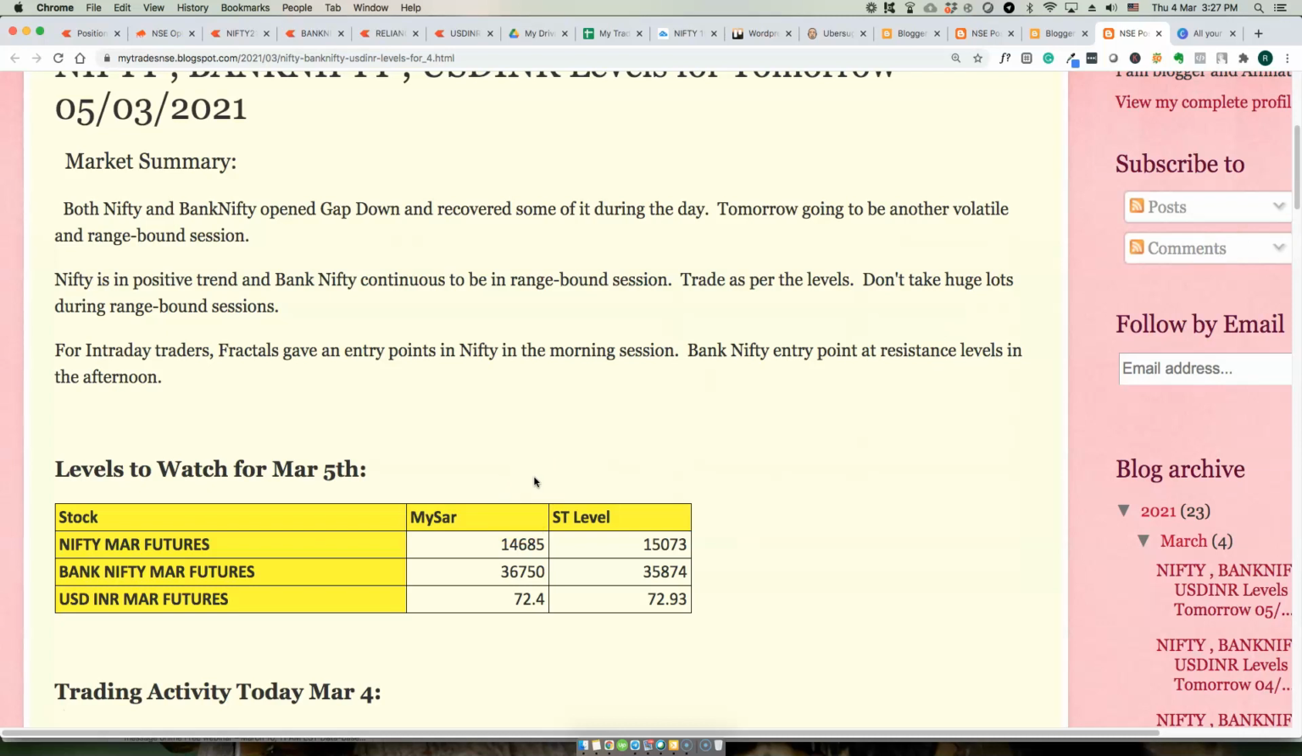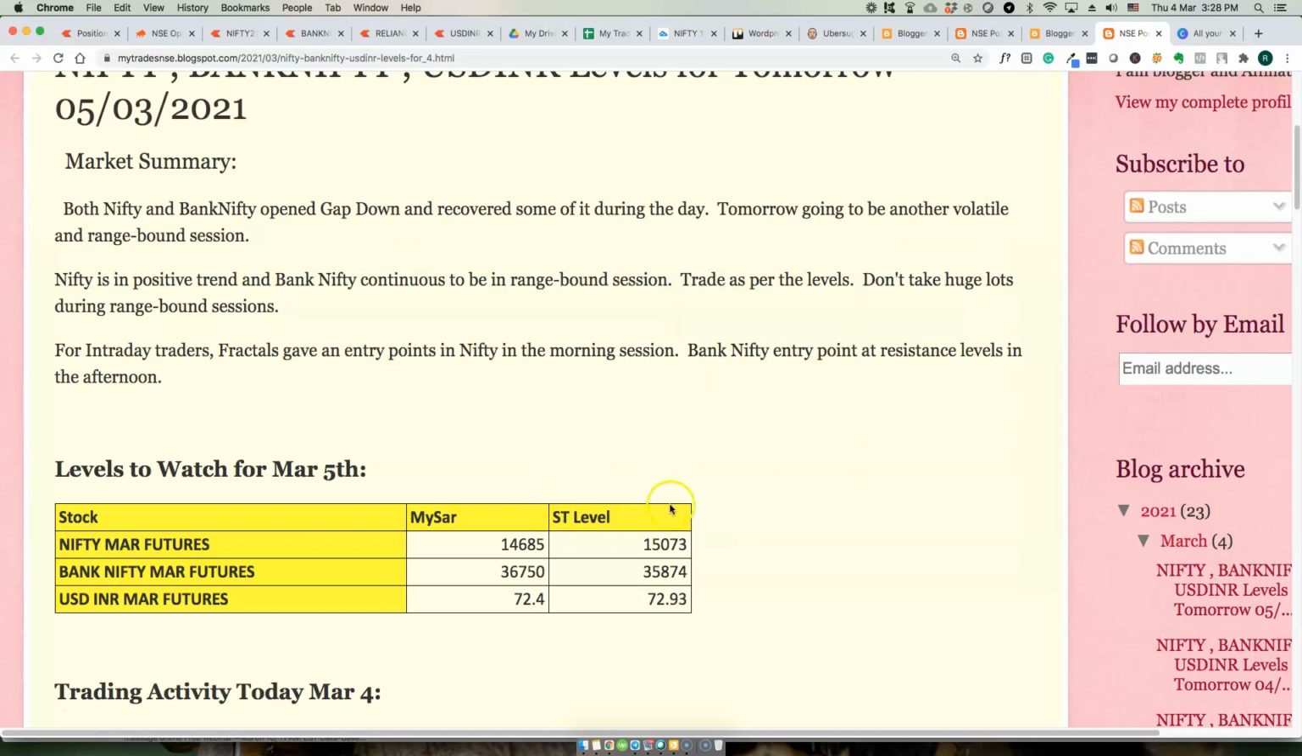Nifty is continuing its positive trend, although it is volatile. So for Nifty, the reversal level is at 14,685 and the support trend level is at 15,073. Bank Nifty is continuing its range bound session, moving up and down between support and resistance levels. So we'll see what the support and resistance levels are on the chart.